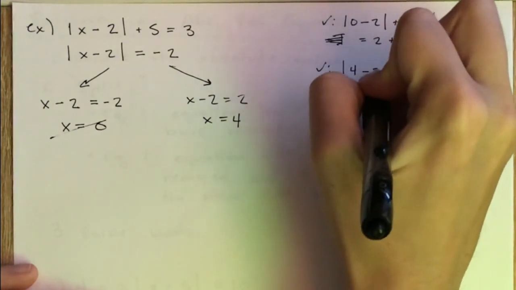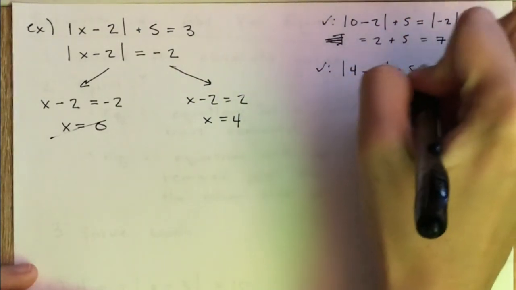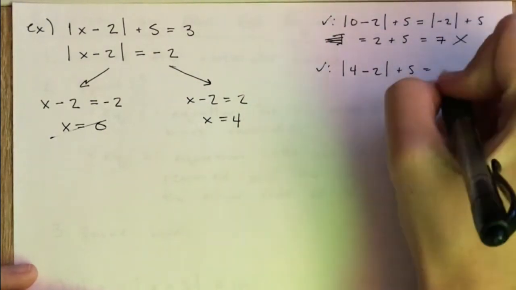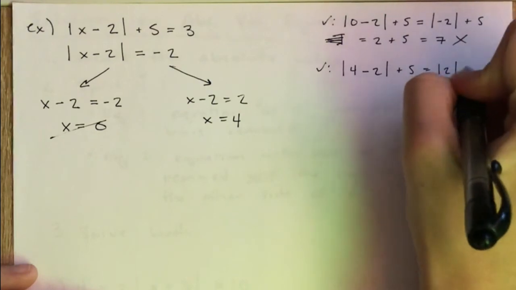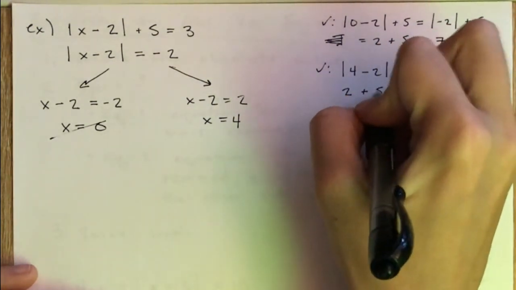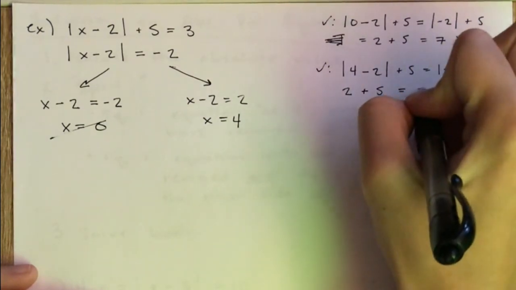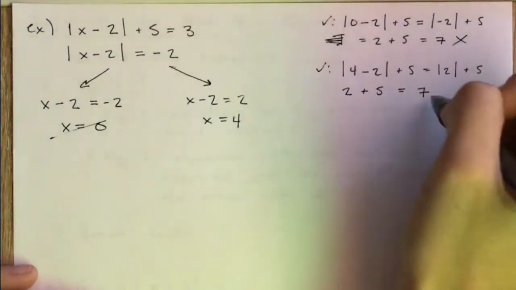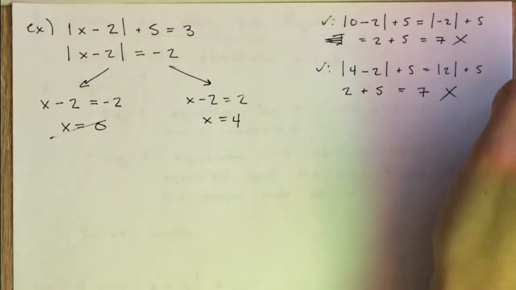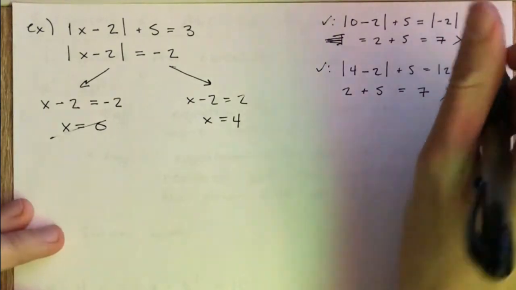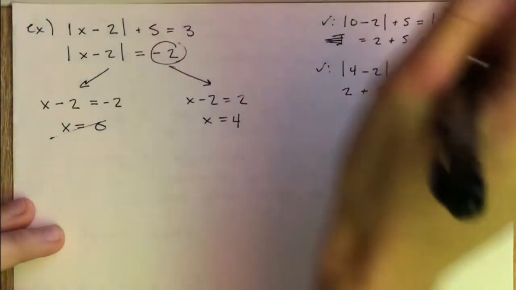So we have 4 minus 2 plus 5. We end up with the absolute value of 2 plus 5. We get positive 2 plus 5, which gives me 7. Again, we wanted 3, but we got 7, so this doesn't work either. So what is going on here? Well, let's take a quick look at this right here.